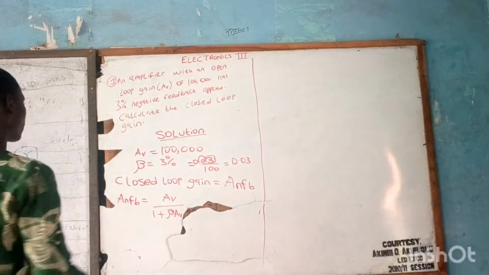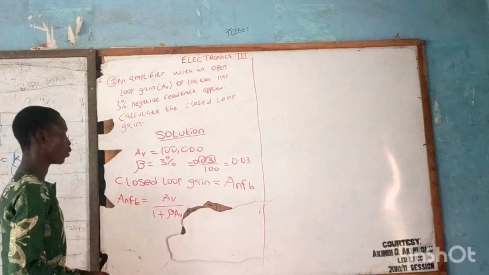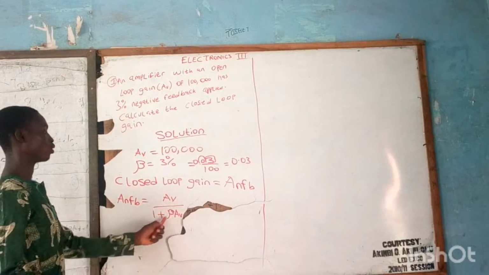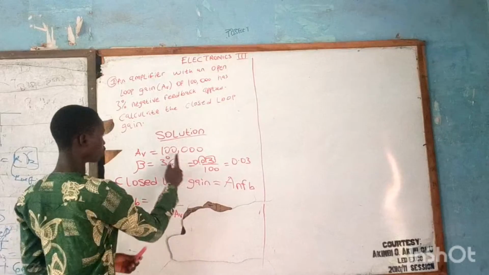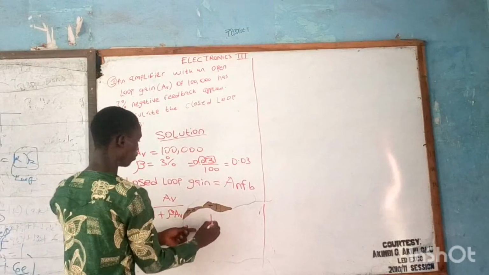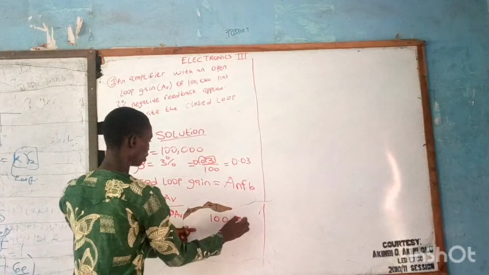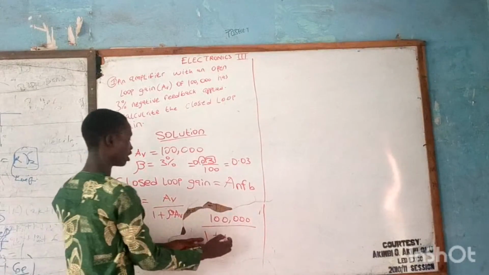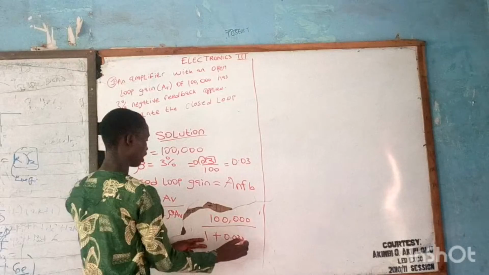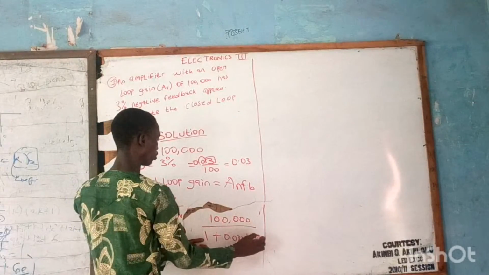Now let's look at this. For solving this, we have A over 1 plus beta A. A here is 100,000. So 100,000 over 1 plus our beta, which is 0.03, times 100,000.